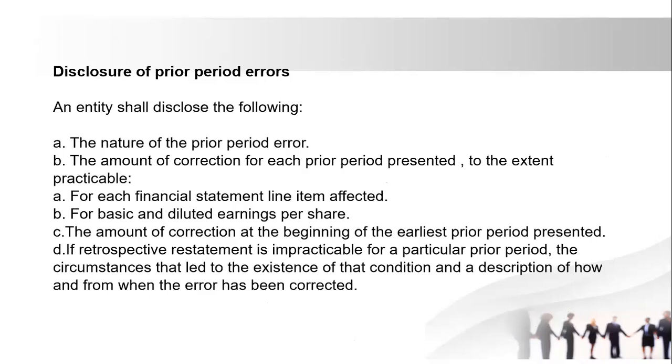Now, disclosure of prior period errors. An entity shall disclose the following: the nature of the prior period error, the amount of correction for each prior period presented to the extent practicable, for each financial statement line item affected, for basic and diluted earnings per share, the amount of correction at the beginning of the earliest prior period presented, if retrospective restatement is impracticable for a particular prior period, the circumstances that led to the existence of that condition, and a description of how and from when the error has been corrected.